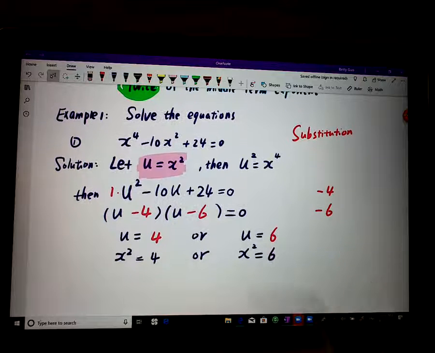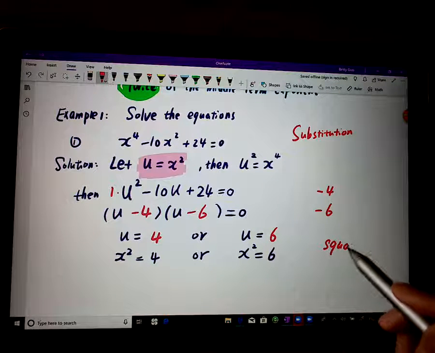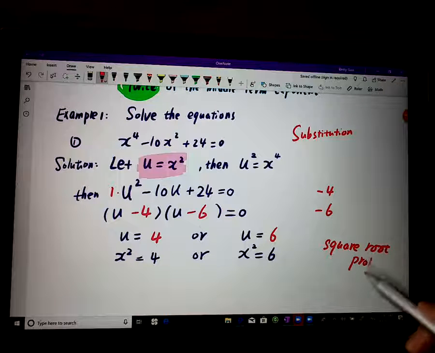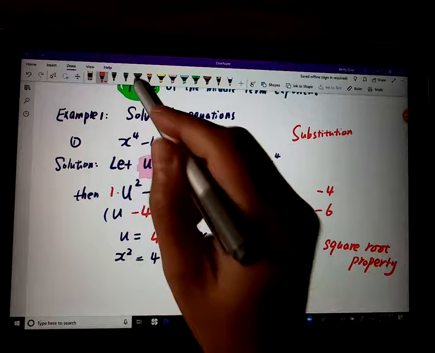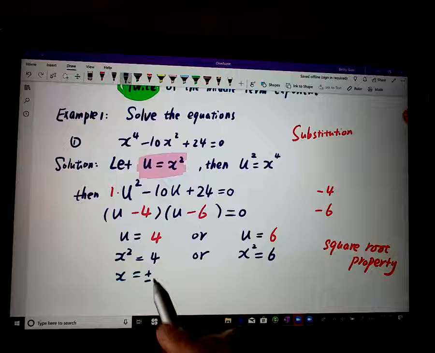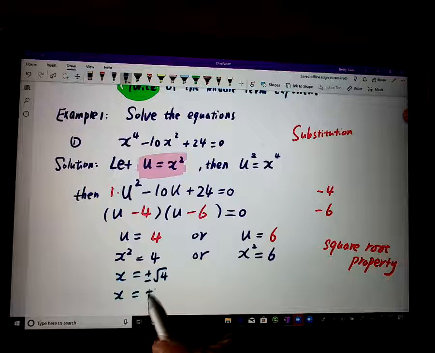And now we solve this equation. What method are we going to apply? Square root property. This method we have learned earlier in a previous section. Square root property. Okay, because x squared equals 4, we have x equals plus or minus square root of 4, which gives us plus or minus 2.